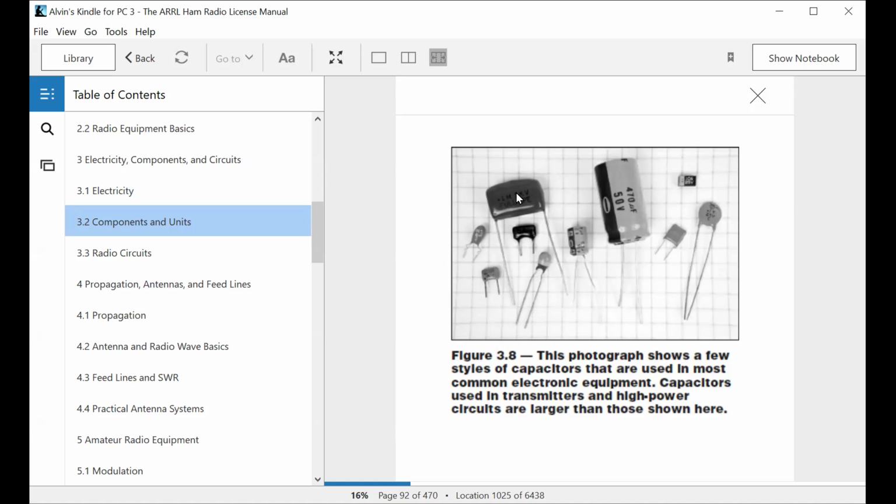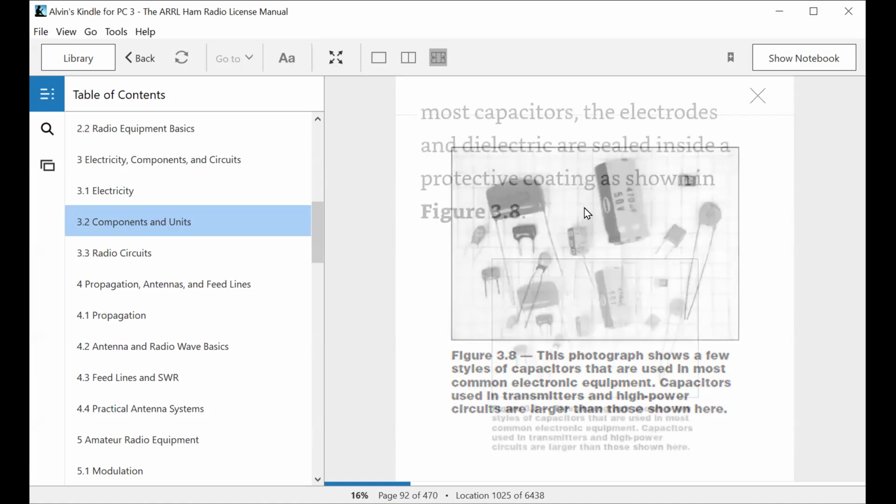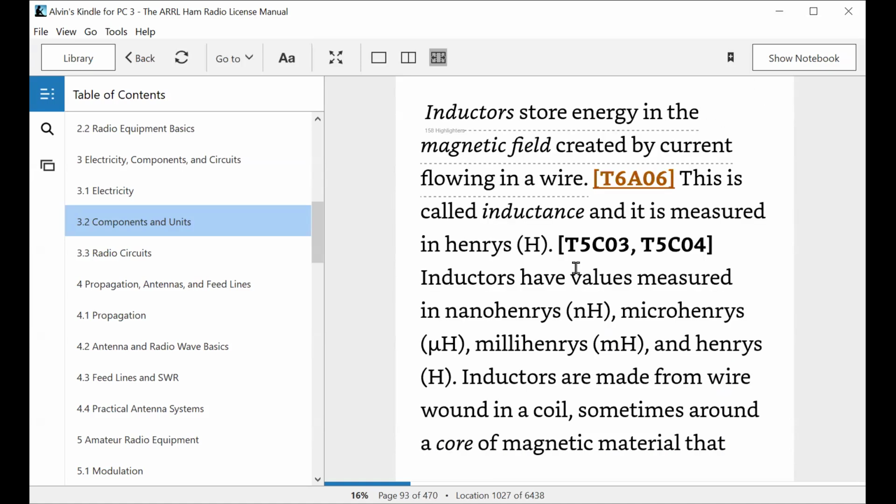Okay, we talked about another little thing. Capacitors will not pass direct current. They just don't. But they will allow alternating current to go through. Okay.